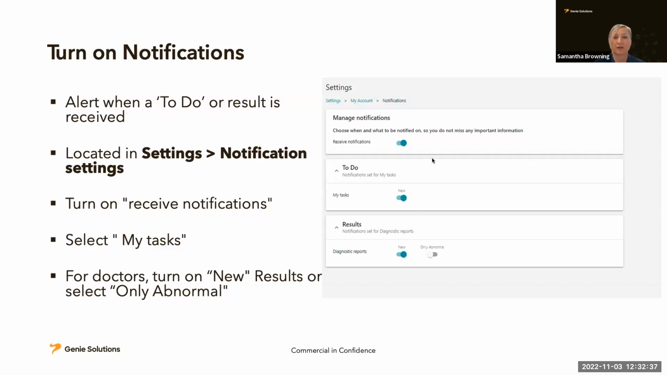So if you want to turn on your notifications, what you'll need to do is go and click on the settings part of your Gentoo window, which is the cog on the left-hand side, and then click on the notification settings. In this window here, you'll see the notifications button at the top. You'll need to switch this on, and then there's two other settings that you may also want to flick on, and that's the notifications for the to-dos. And doctors in particular will probably want to receive notifications about when they receive results. And also there's an additional setting for results, which allows them just to choose to see notifications for abnormal results only.